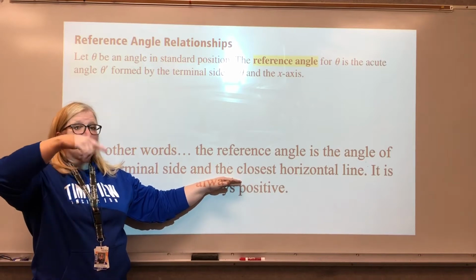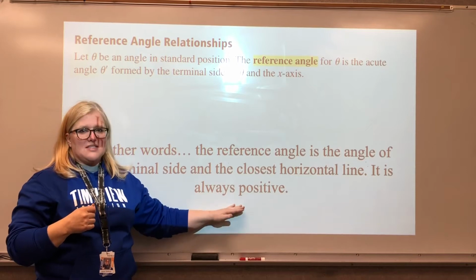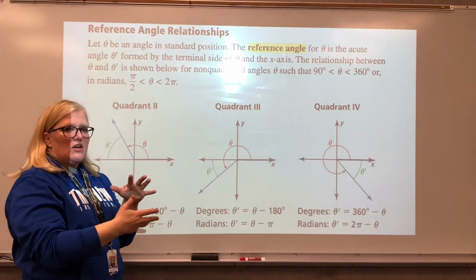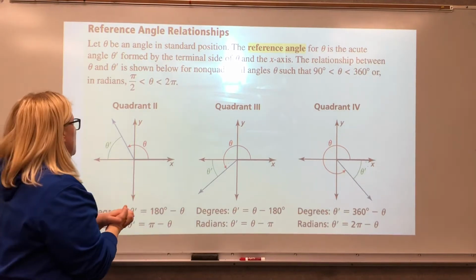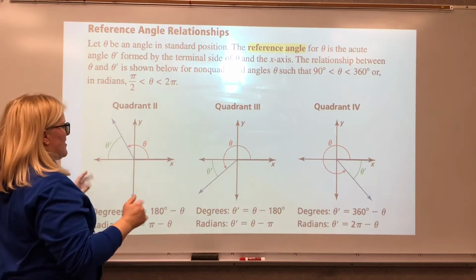We're getting to the horizontal line as fast as we can. It is always positive, because we don't care about the direction of this angle, we just care about the angle itself. So here's some examples, and this is in your book if you want to look at this.